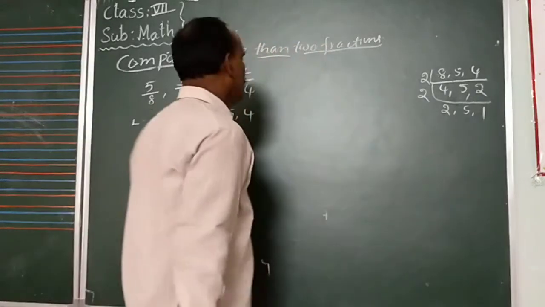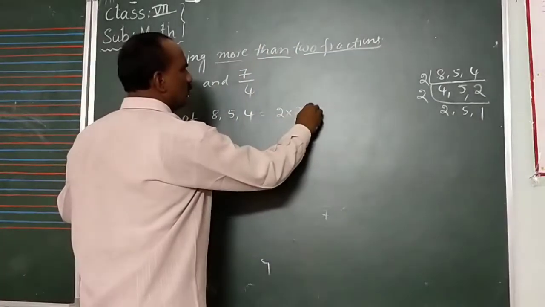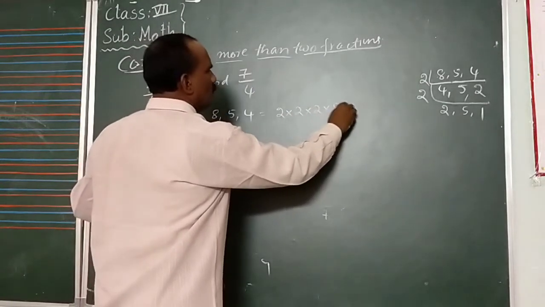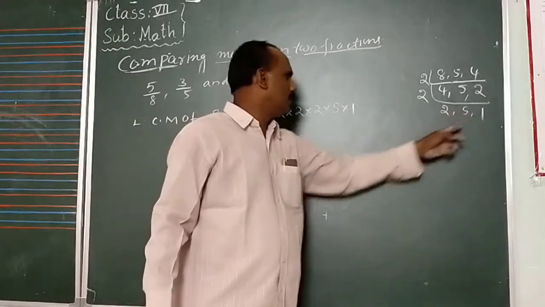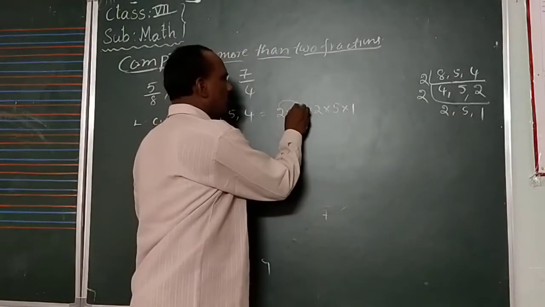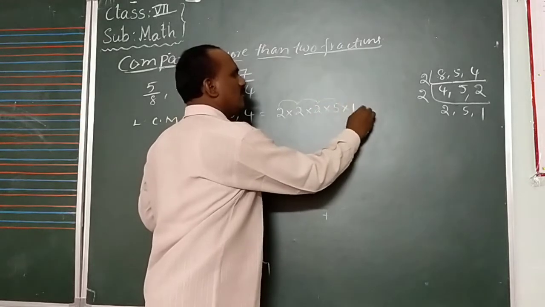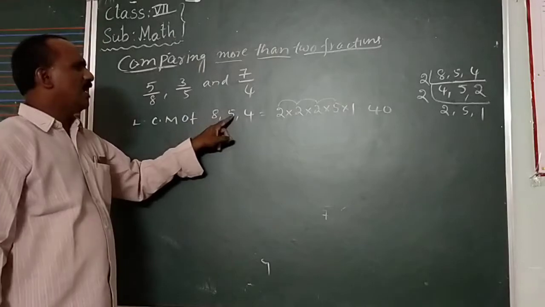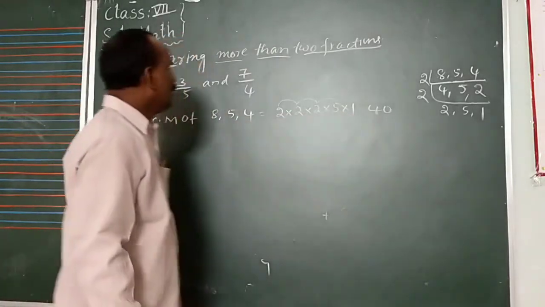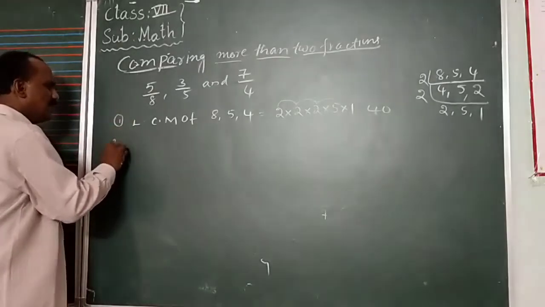What is the LCM of 8, 5, 4? 2 into 2 into 2 into 5 into 1. How much is it? 2 2s are 4, 4 2s are 8, 8 5s are 40, 40 1s are 40. This is called the LCM. The LCM of 8, 5, 4 is 40.